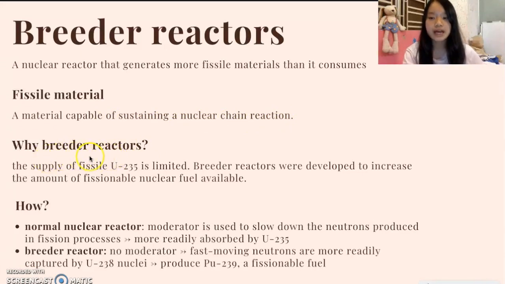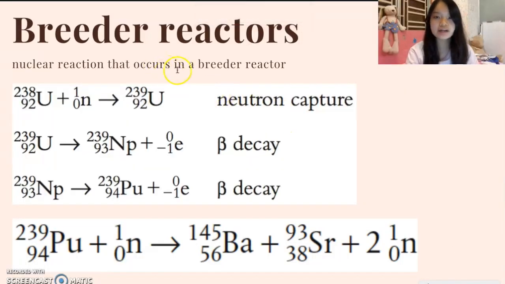So why do we need breeder reactors? We need breeder reactors because the supply of fissile uranium-235 is limited, and therefore breeder reactors were developed to increase the amount of fissionable nuclear fuel available. We'll now have a look at the nuclear reactions that occur in a breeder reactor. The first nuclear reaction is a neutron capture, in which uranium-238 absorbs a neutron to form the heavier uranium-239.